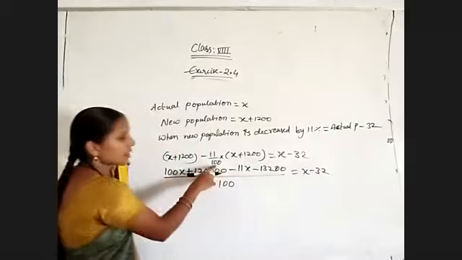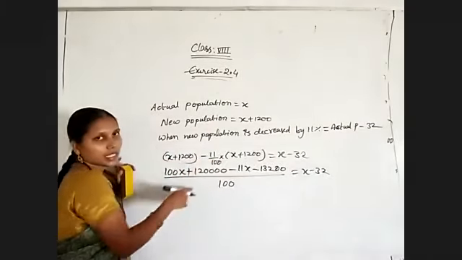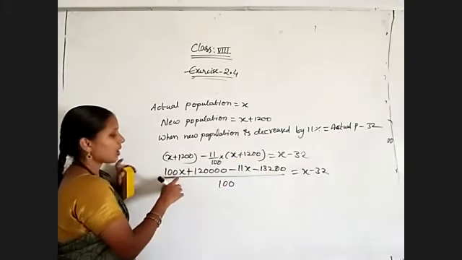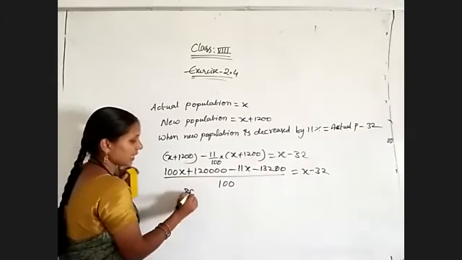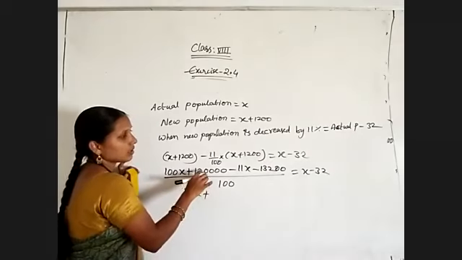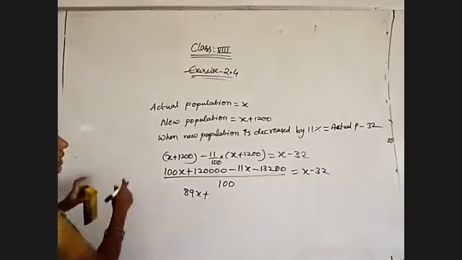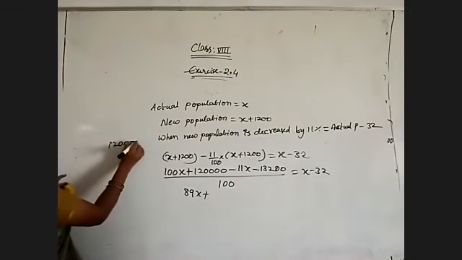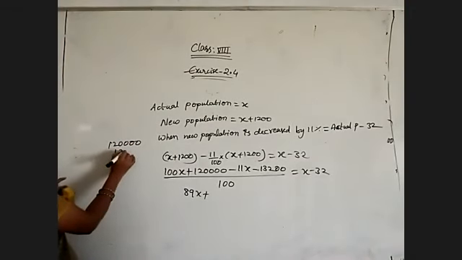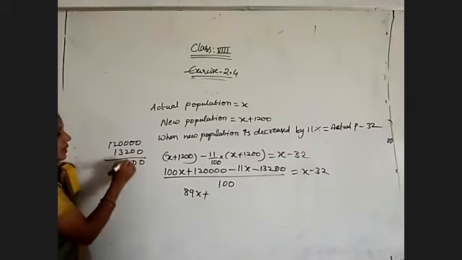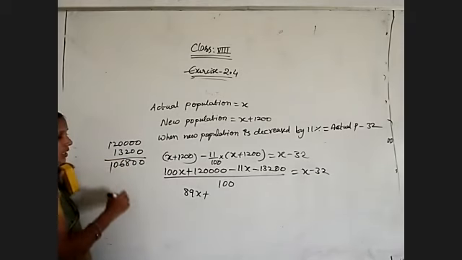I have multiplied with 100 here and I have simplified this term also together. Now this 100 multiplies that side. So 100 minus 11x is equal to 89x plus 1,20,000 minus 1,13,200. 0 0, 10 minus 2 is 8. 9 minus 3 is 6. 1 minus 1, 0, 1.